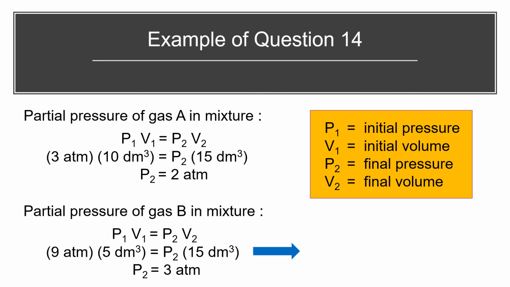According to Dalton's law, the total pressure of gas in a mixture is equal to the partial pressure of gas A plus gas B. Thus, the sum of the partial pressures of both gases is equal to 5 atm.